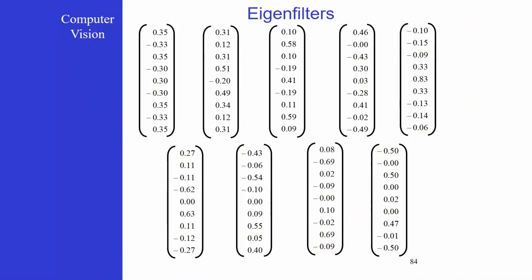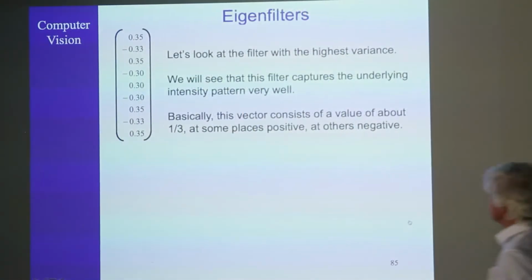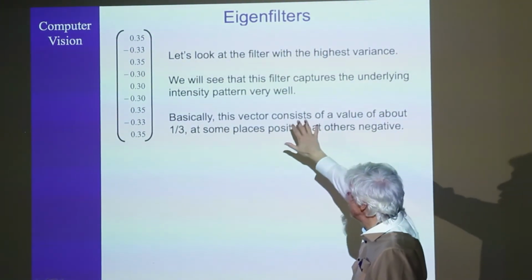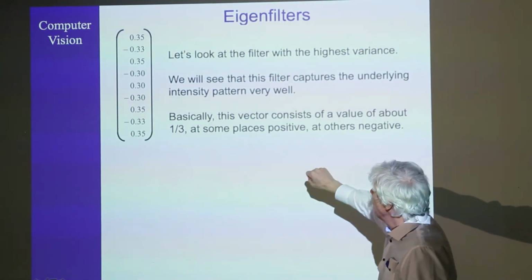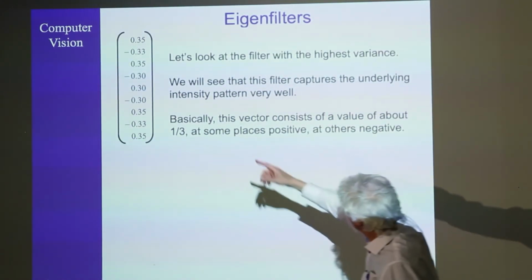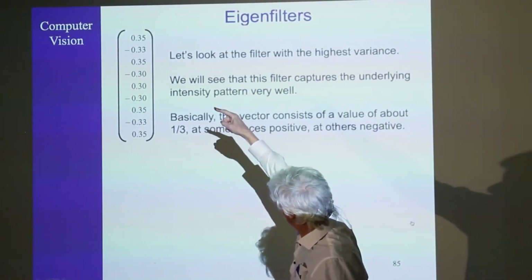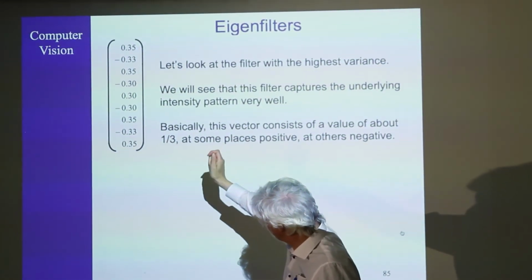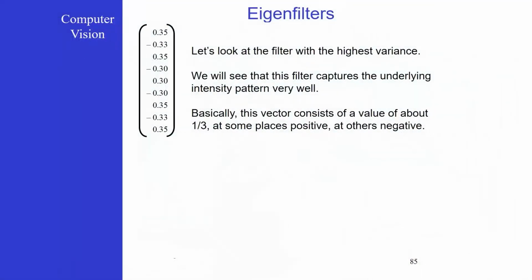Okay, we look at that top left eigenvector here. Here it is. So that's the filter with the highest variance, as I said. We will see that this filter captures the underlying intensity pattern very well. And basically this vector indeed reflects this pattern. So if you look at it, this is like plus 1/3, minus 1/3, plus 1/3, minus 1/3, plus 1/3, minus 1/3, plus 1/3, minus 1/3, plus 1/3. Okay? Not quite, you see there are a little bit of variations around these values, but basically that is what this filter is like.